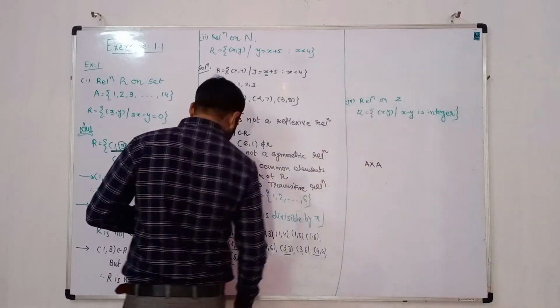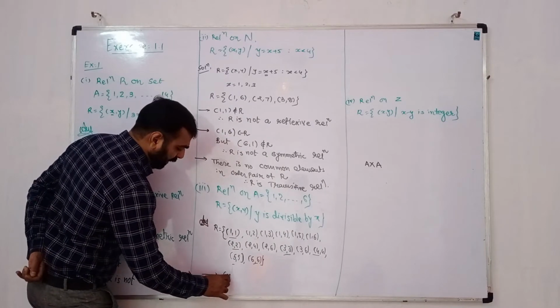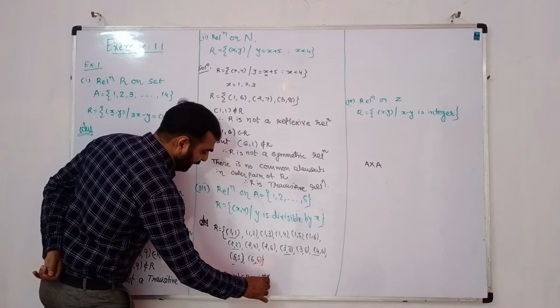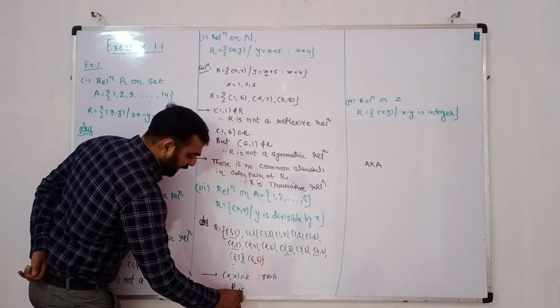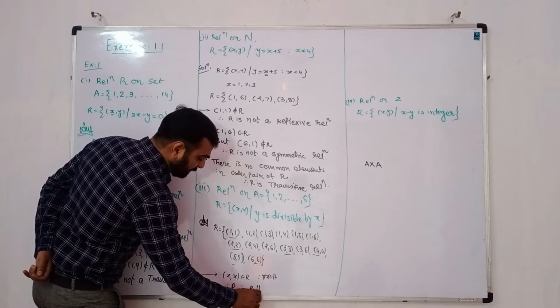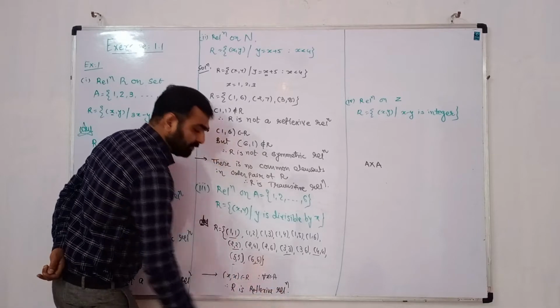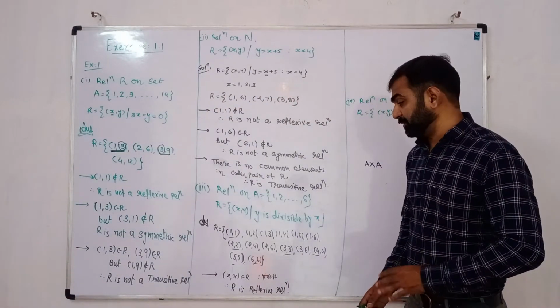So therefore we can say that, here we write down the definition: for every x belongs to capital A, (x, x) belongs to R. So therefore R is a reflexive relation. R is a reflexive relation. Okay. So this first topic, reflexive relation, is done.